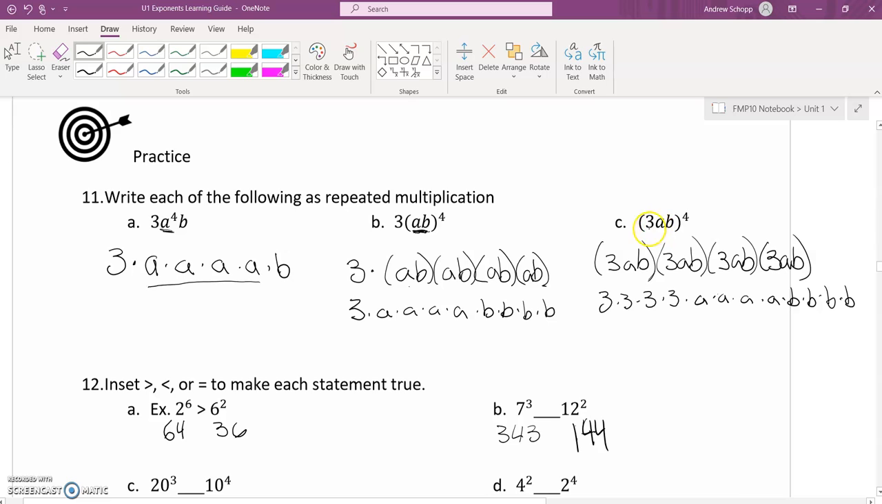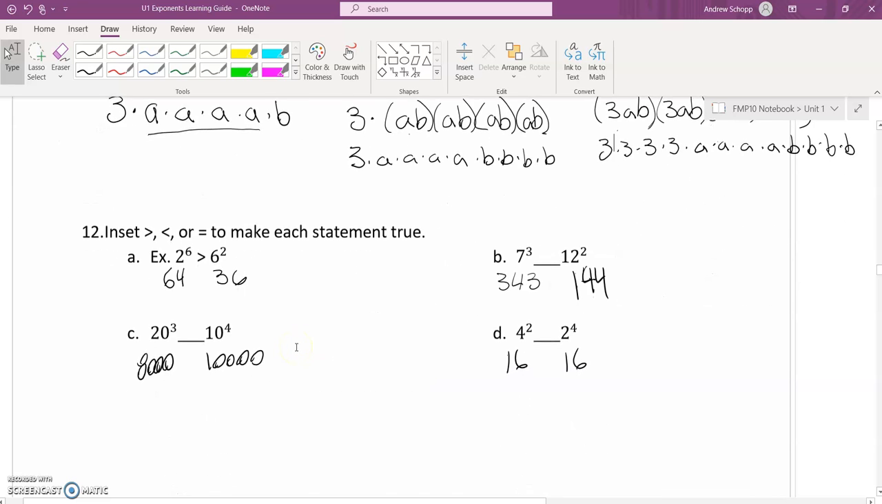For c, same values again, except our base is now 3ab. And we can see how that looks different, and how when we bring things together, we have 4 3's, 4 a's, and 4 b's. On to question 12.